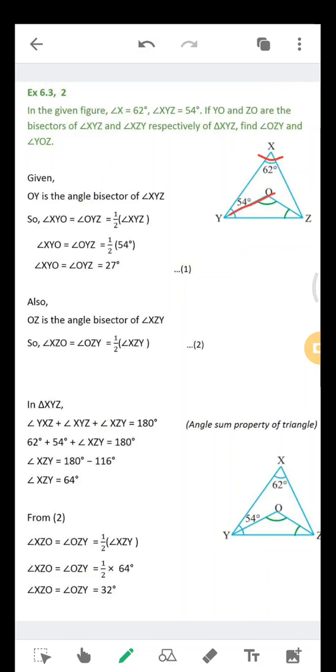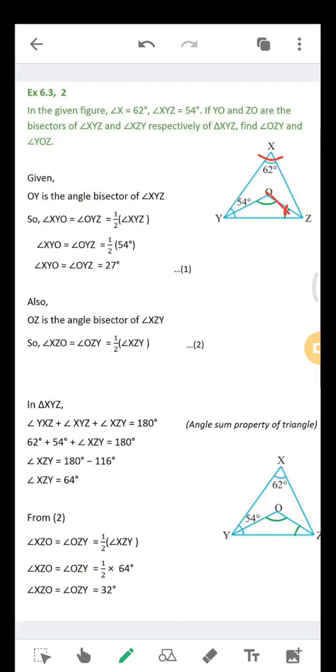YO and ZO, what are these YO and ZO? They are bisectors. So just now I told you the meaning of bisector. YO divides angle Y, ZO divides angle Z into two equal parts. These are the bisectors of triangle XYZ. Find OZY and YOZ. So we need to find OZY. This angle we have to find.